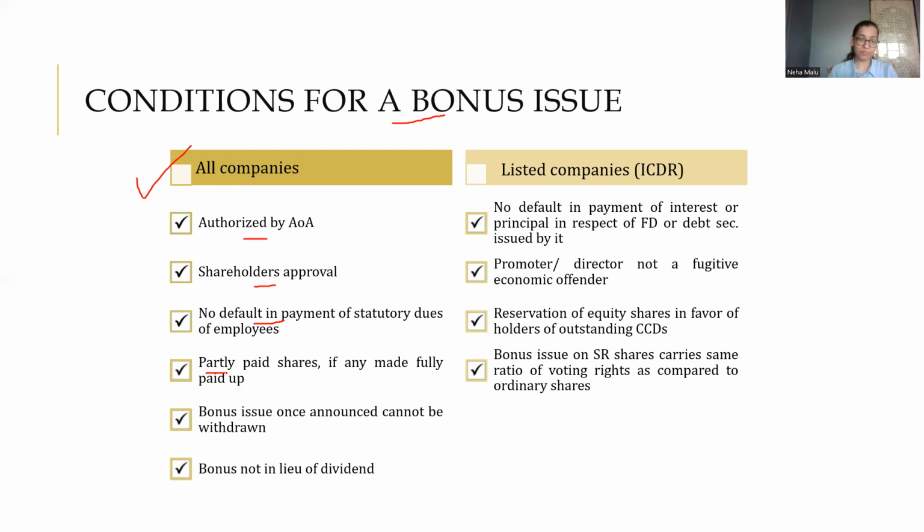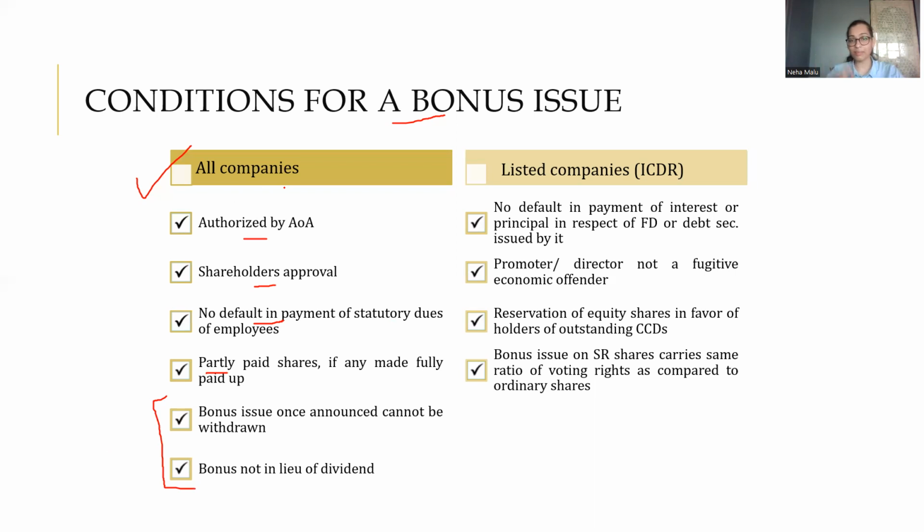when the shares become fully paid up. Next, these two are quite simple points: bonus once issued cannot be withdrawn, and bonus cannot be given in lieu of dividend. So these are the conditions which are to be complied with by all the companies, whether it is listed or unlisted.